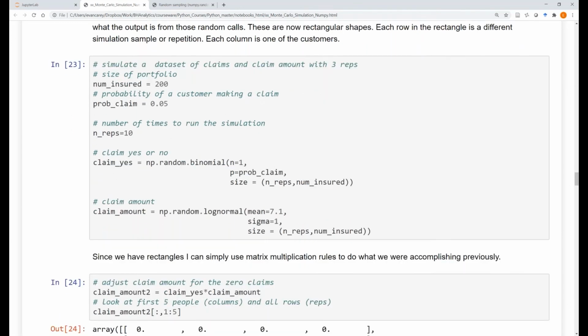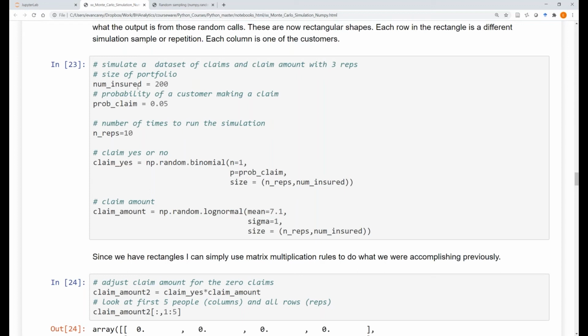Another thing to note, I'm going to do this in a vectorized fashion. What that means is we're going to leverage the vectorized nature of NumPy, i.e. we don't have to use for loops. We're not going to have to say for i in 1 to 10 for these 10 reps. We're just going to do it over and over again internally through the vectorization.